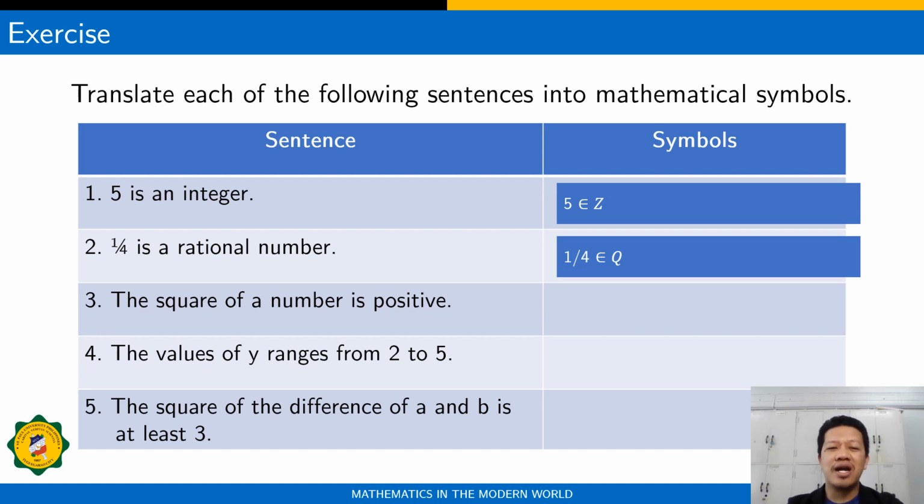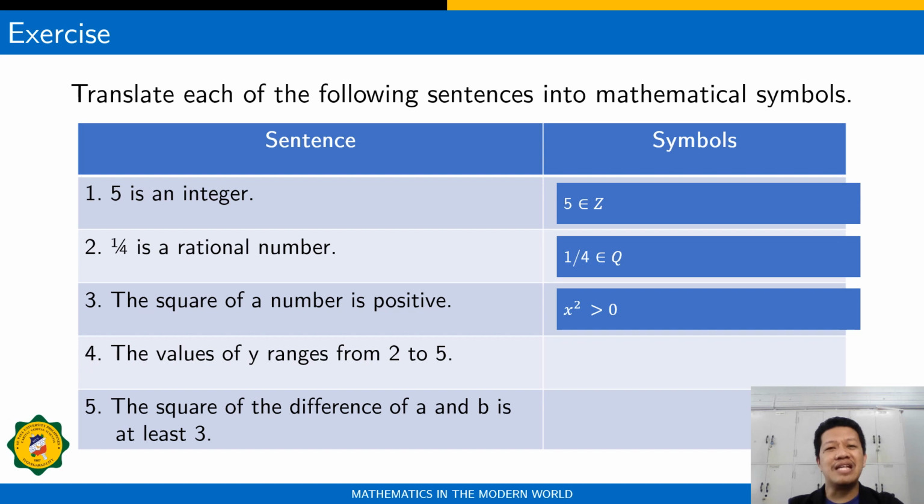How about the square of a number is positive? How do we represent a positive number, or what is the characteristic of a positive number? A number here is unknown, so we can use a variable. We can use variable x to represent that number. And how do we square it? You raise it to 2, isn't it? If you square a number, it can be written as x squared is greater than 0, because positive is actually described as those numbers greater than 0. How about the values of y ranges from 2 to 5?